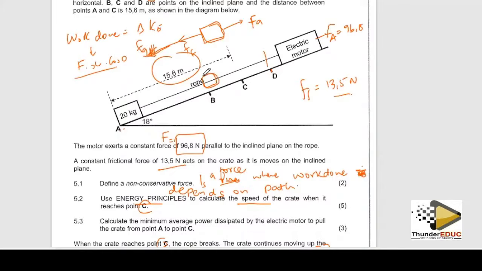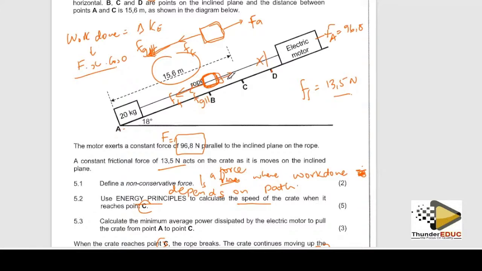So at this point B, if it's moving downwards, remember there will no longer be the applied force. So what will be affecting this will be the frictional force and the FG parallel.